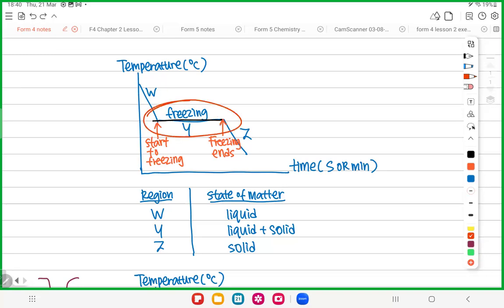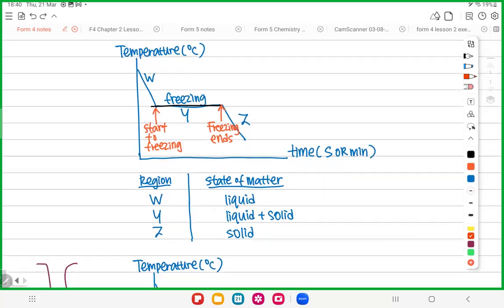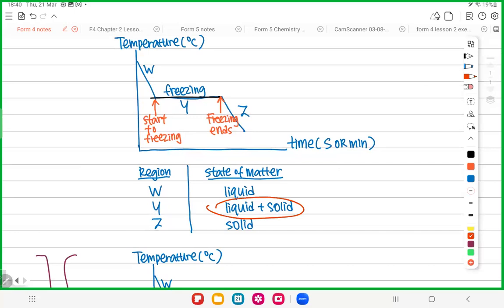During the freezing process, remember we learned that when you are on the horizontal line, you always have two states. When the freezing process is ongoing, you will have liquid and solid. Some liquid has already frozen and become solid, but some of the liquid has not yet frozen. So liquid plus solid. From here, the freezing ended, and all the liquid has become solid.